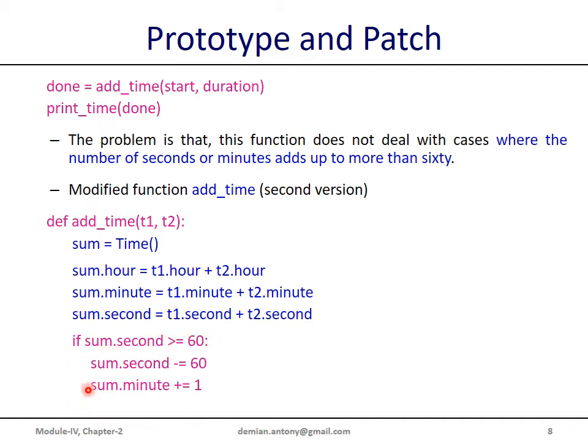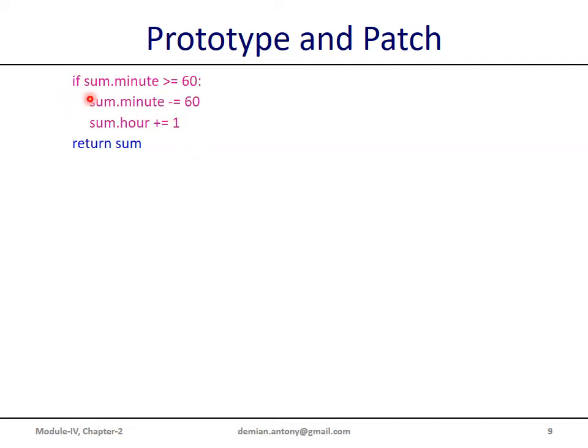change the attributes minutes and seconds. We have to increment the minute and we have to reassign seconds as the remainder, the result of the subtraction. Similarly, we have to do the same for the minutes, something like this. You change the minutes by subtracting 60 and we increment the hour. Now this prototype handles these two complications.